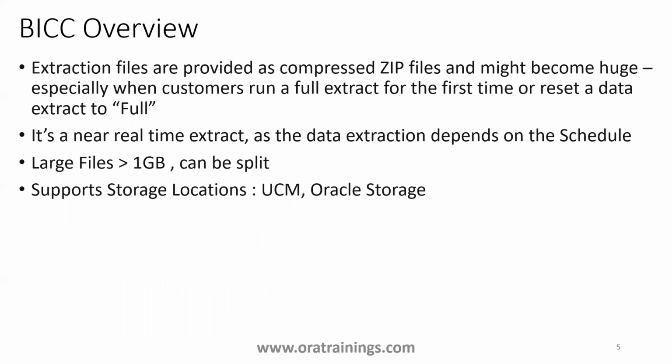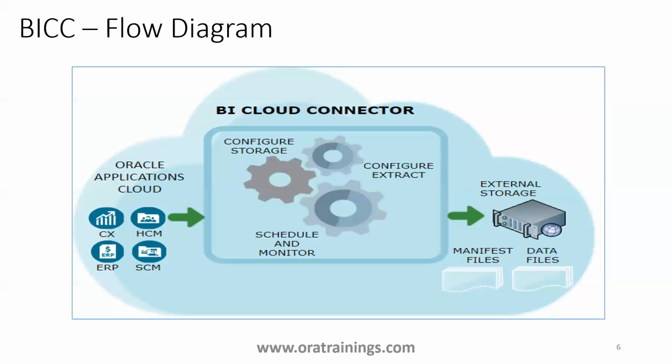And if the size of the file is greater than 1 GB, it has a provision to split the file. Okay. And as of now, it supports two locations only, UCM as well as Oracle Cloud Infrastructure Storage. So this is a flow diagram of BICC. Here, if you observe, the first thing is BICC is a kind of technical implementation which is available within the Fusion architecture. Okay, nothing but BI Cloud Connector.